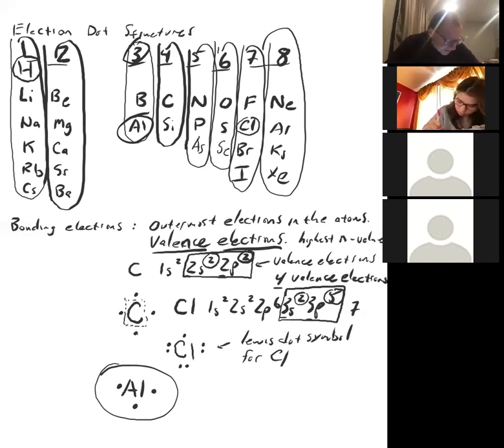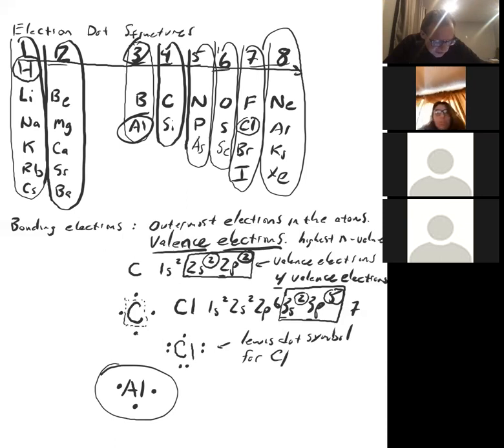So notice the pattern. The number of valence electrons increases from the left to the right until you reach a maximum of 8, right? Notice that number there, 8. Once you get to these elements over here on the right, you're maxed out. Essentially it comes up to 8, okay?